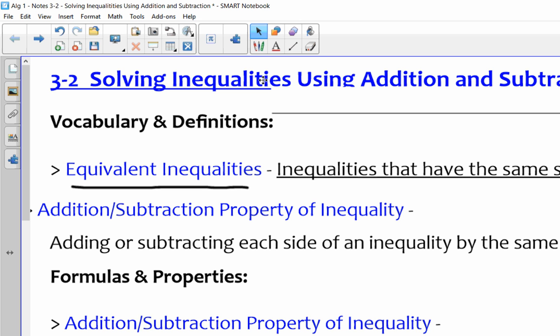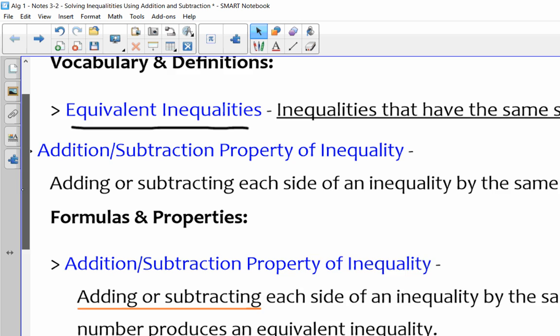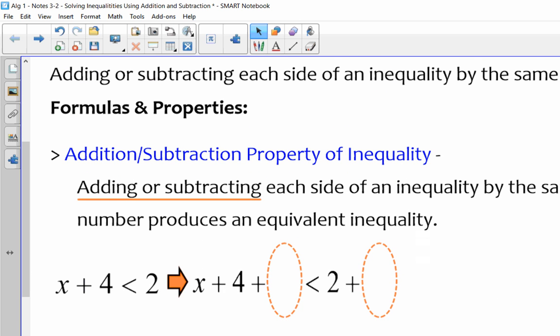Okay. The addition subtraction property of an inequality means that I can add or I can subtract something to each side of the inequality as long as it's the same thing. All that's saying is you can solve equations like we've done at this point, but now it's an inequality. Well, I can play the same rules.